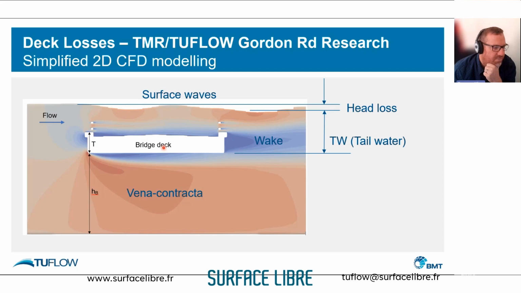Obviously, the blockage provided by that deck produces a wake. We have the vena contracta downstream, and we can model the surface waves upstream. So we end up with a head loss, and we can see what's going on quite visually there.